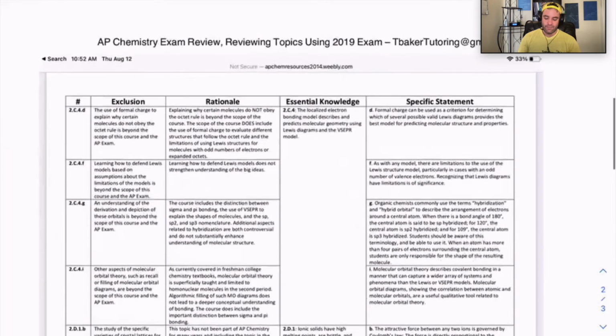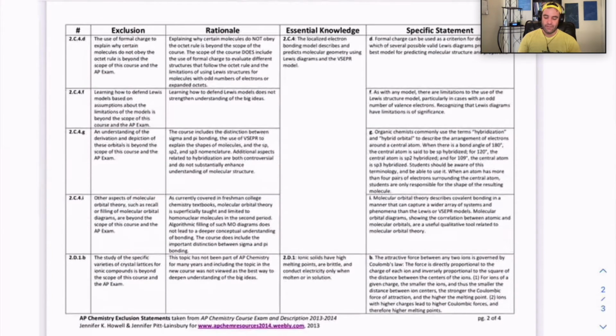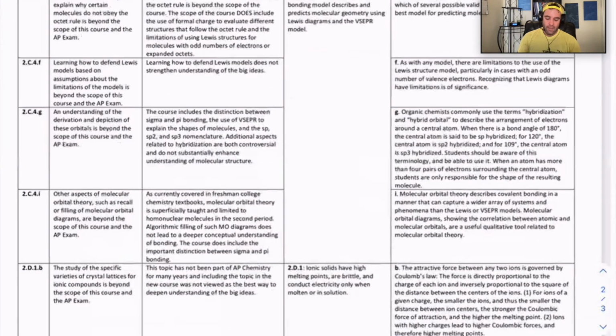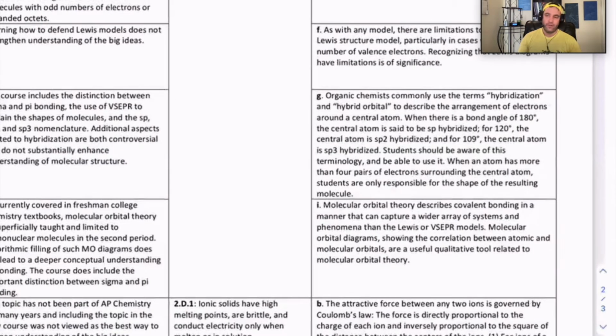So I just want to cover something here. A lot of teachers are covering more than what we're about to cover. So I just want to show you why the only thing we're going to cover is SP1, SP2, and SP3, or angles 180, 120, and 109.5. You might learn in class trigonal bipyramidal, octahedral, bent, seesaw, or whatever. All that is not tested on the AP test. And this started in 2014.